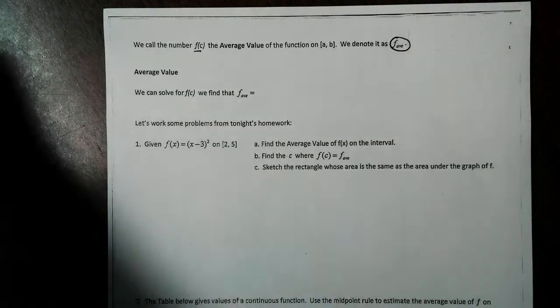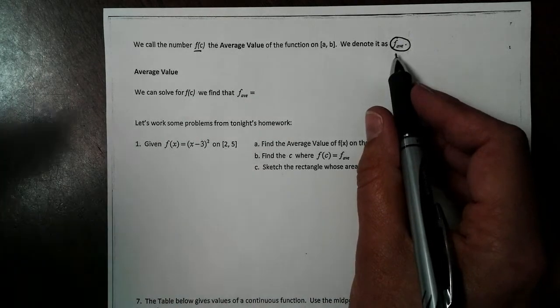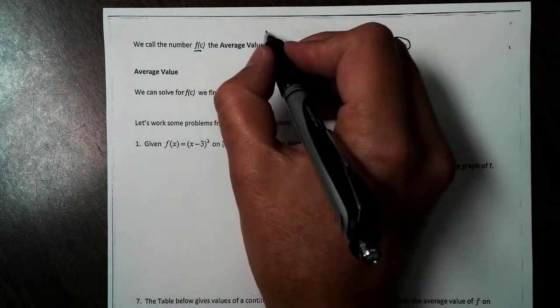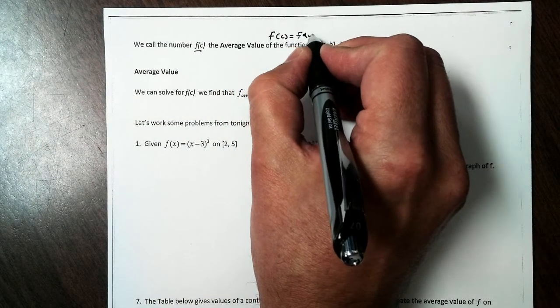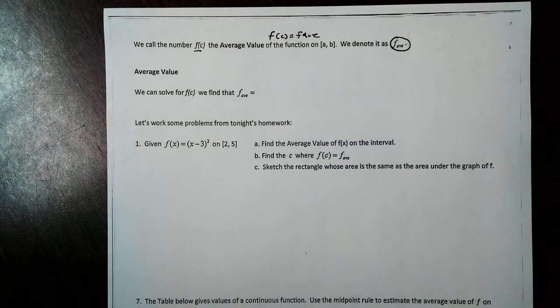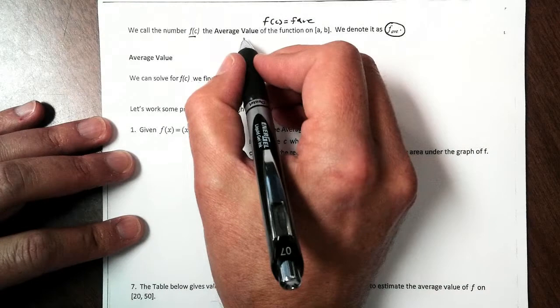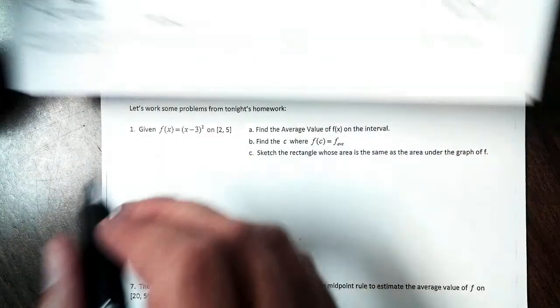So we can denote this by using a little phrase called f sub ave. This is going to become your fave. So we say f of c is our fave, because it's going to be our favorite function in here. Looking in terms of that rectangle.